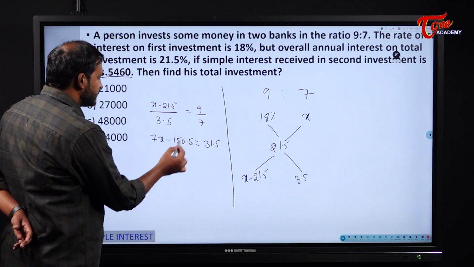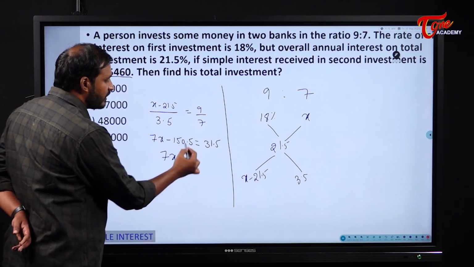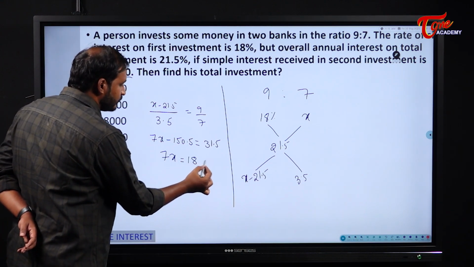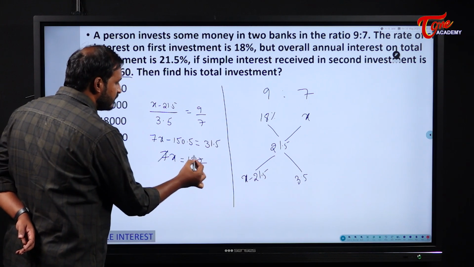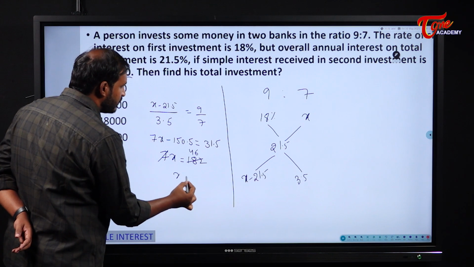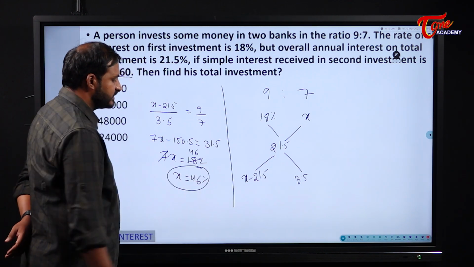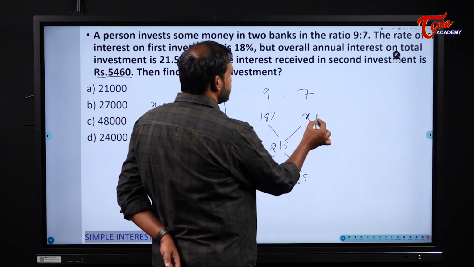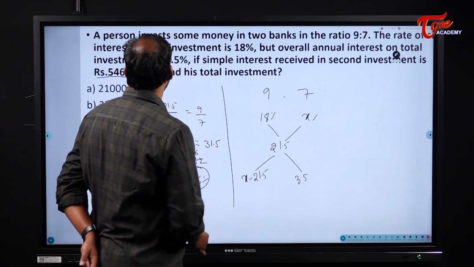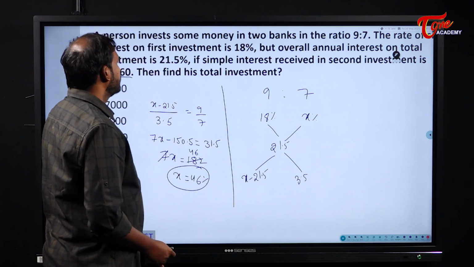Now when I send this one to that side, 7X will become overall 182. Then 7 1s are 7, and 7 6s are 42, so 26. So X is equal to 26. That means the second rate of interest is how much? 46%. Okay. Right.